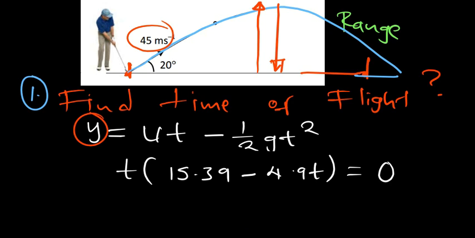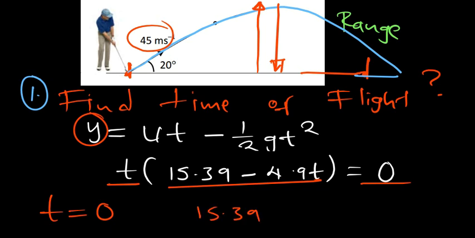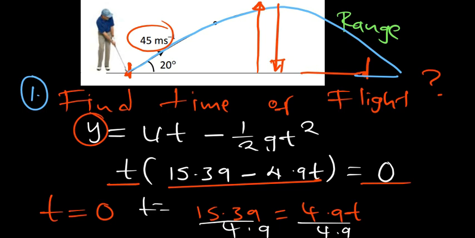Okay, so at this point we now have to find the values of t. When you factorize, you can equate each factor to what is on the right. So in one case t is equal to 0, and in the other case we take what is in the brackets and equate it to 0 as well. Now we're going to end up with 15.39 is equal to 4.90t if it crosses the other side, and then we divide both sides by 4.9. So you discover that our t becomes equivalent to 3.14 seconds.